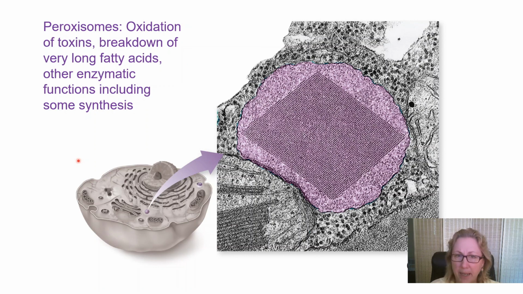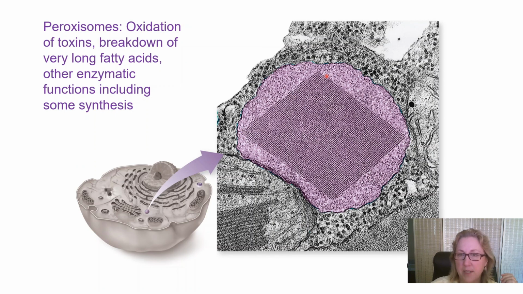Peroxisomes have many weird functions. They're smaller than lysosomes. They are necessary for breaking down long-chain fatty acids. They help oxidize toxins, and they also produce hydrogen peroxide as a byproduct. They both produce hydrogen peroxide and consume hydrogen peroxide, H2O2, from the cytoplasm. So that's where they get their name. That was one of the earliest functions of peroxisomes that was discovered.